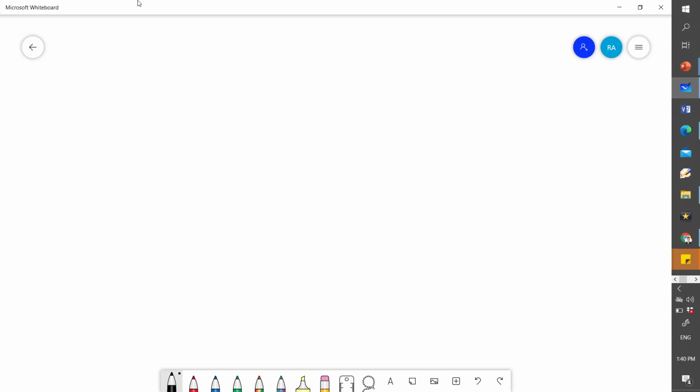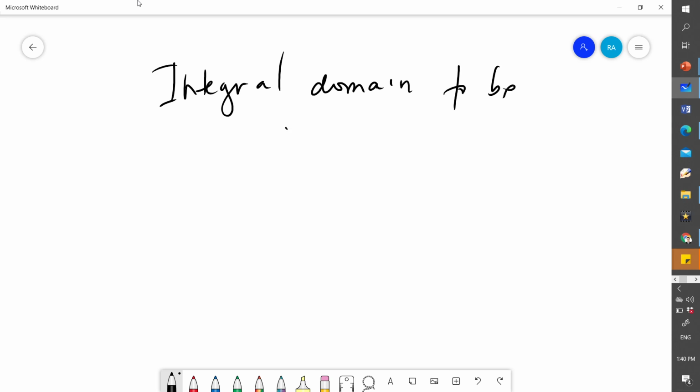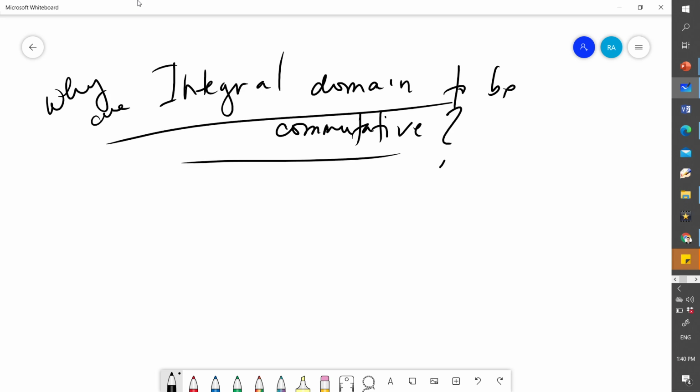And a natural question is, why do we require an integral domain to be commutative? Why does our integral domain have to be commutative? After all, it seems that the most important thing, at least for solving equations, is that there are no zero divisors.